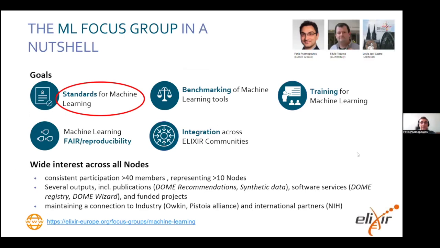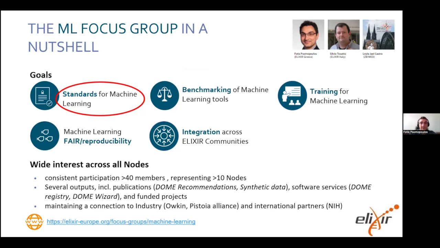This is one of the things that was identified early on by the ELIXIR machine learning focus group. This group within ELIXIR was established almost 5 years ago, and it's currently led by myself, Silvio Tosatto, and Leyla Castro. The main goal is to identify standards for machine learning, which of course is the focus of today's webinar, benchmarking how machine learning tools can be assessed, reproducibility of machine learning, how we can train people on effective use of machine learning, and of course, being an ELIXIR focus group, how to better integrate machine learning within the wider ecosystem.